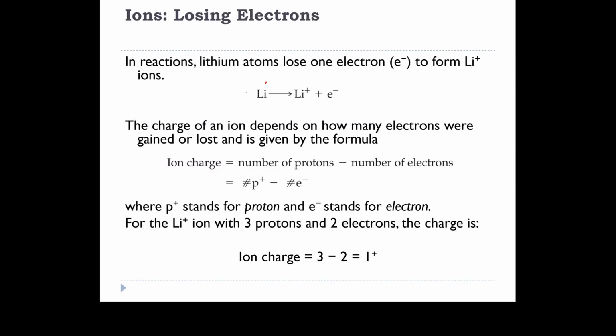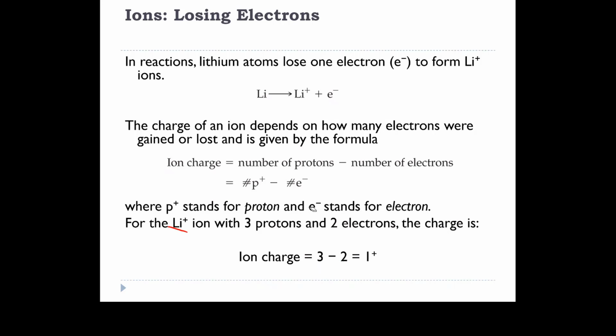So if we have a lithium atom, it has 3 electrons. If it gives up an electron, it becomes a lithium plus, because now it has 3 protons and 2 electrons, right? You can always determine the ion charge from protons minus electrons, like I did on the previous slide, okay? In this case, lithium plus got 3 protons, 2 electrons, so it has a 1 positive charge there.